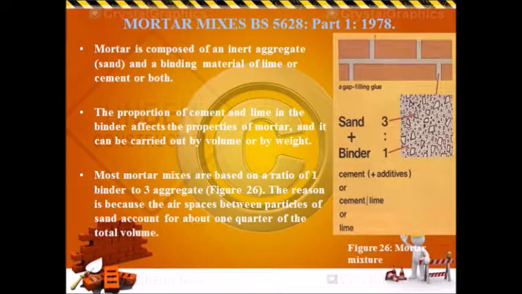Okay, next is mortar mix. Okay, mortar adalah composed of inert aggregate iaitu sand and a binding material of lime or cement or both. Okay, binding material ni adalah material untuk lekatkan brick. The proportion of cement and lime in the binder affect the properties of mortar and it can be carried out by volume or by weight. Selalunya mortar mix adalah based on ratio 1 binder to 3 aggregate. The reason is because the air space between particles of sand account for about 1/4 of the total volume.